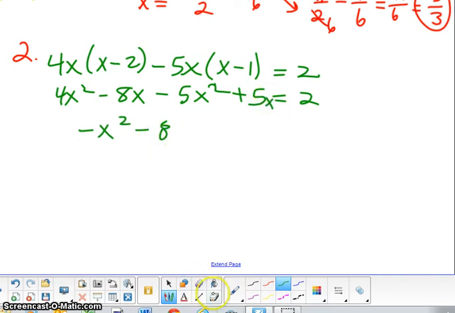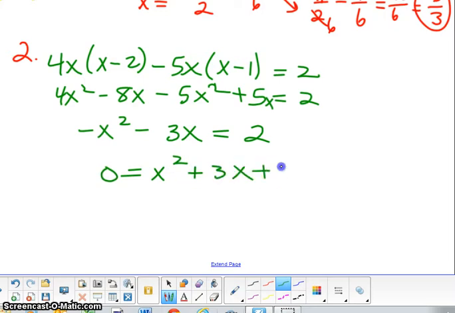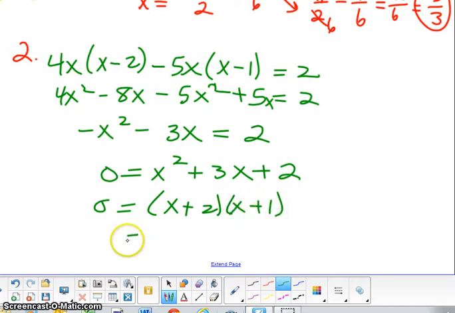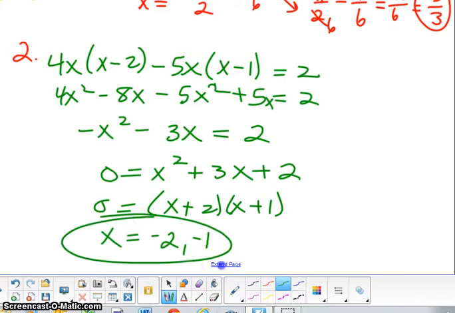So then this would end up being a negative 3x equals 2, and then I'm going to move everything to the right just so I can have a positive x squared, and then factor. So x plus 2 and x plus 1 is going to give me the factors I need, and so therefore x is going to equal negative 2 and negative 1.